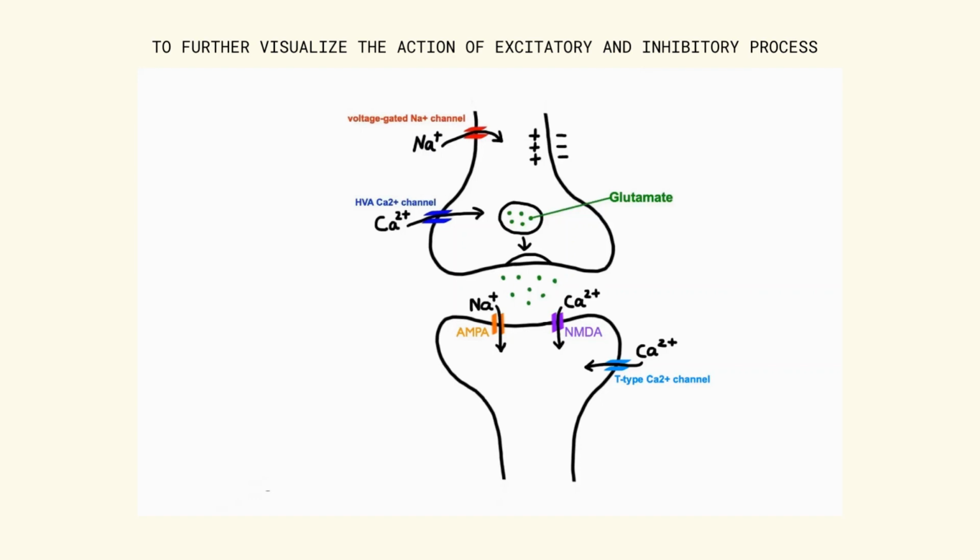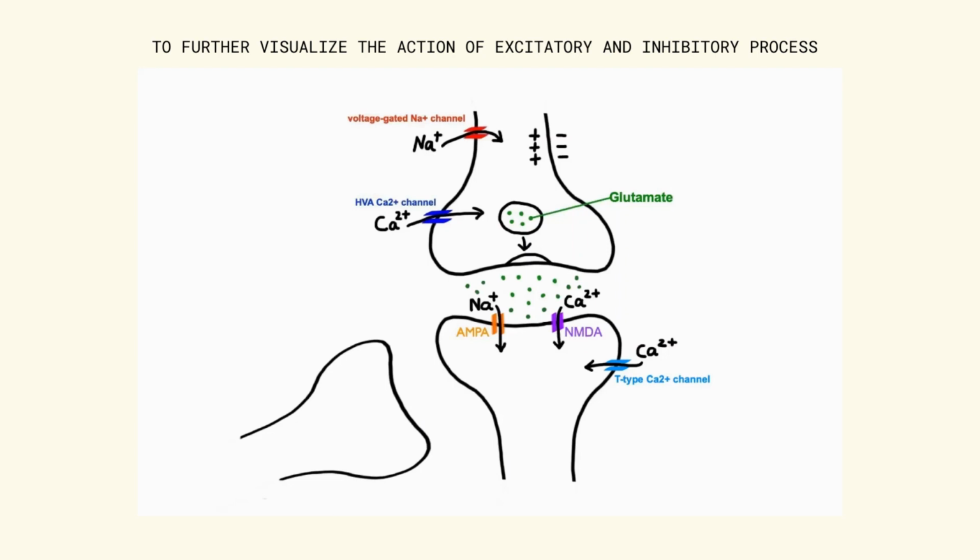Now, as you can imagine, if there's too much glutamate around, neurons can become hyperexcitable and a seizure may result. But this normally doesn't happen, because we also have inhibitory neurons around that put brakes on excitatory impulses.